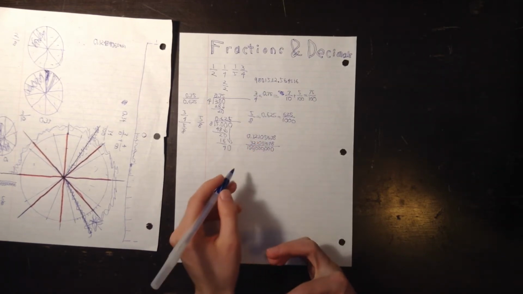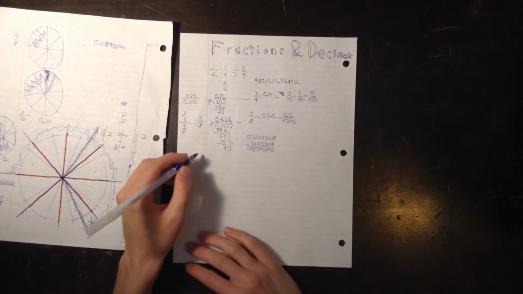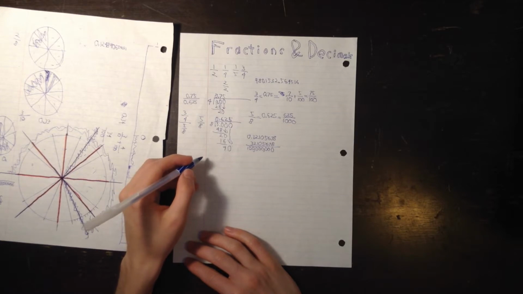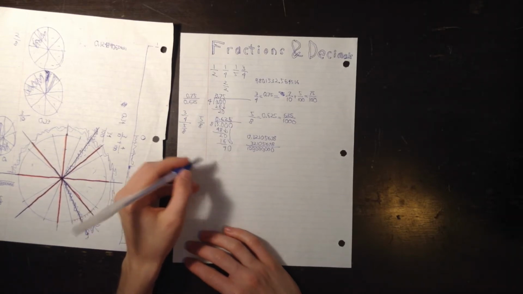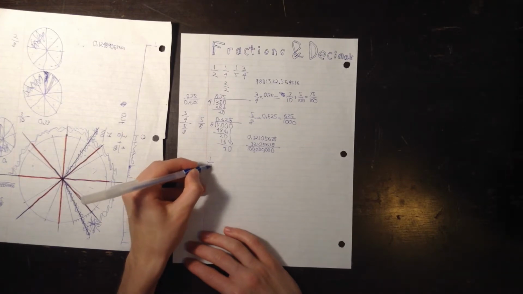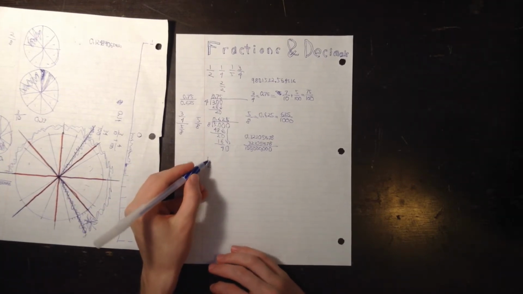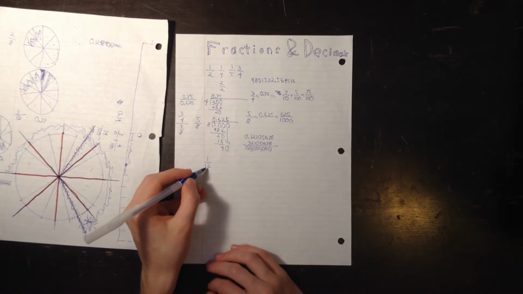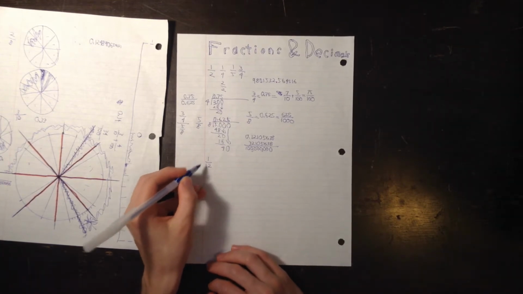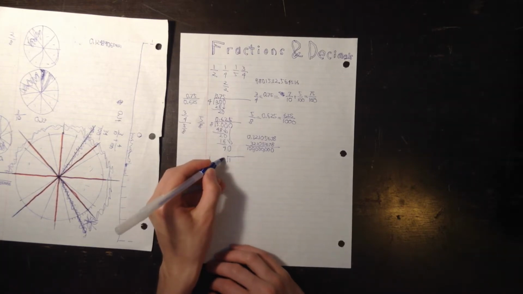So let's do another one. Let's say one like 1/12, okay? So you have a fraction, you have 1/12 of something. You can take your 1/12 and divide it out again. 1 divided by 12.